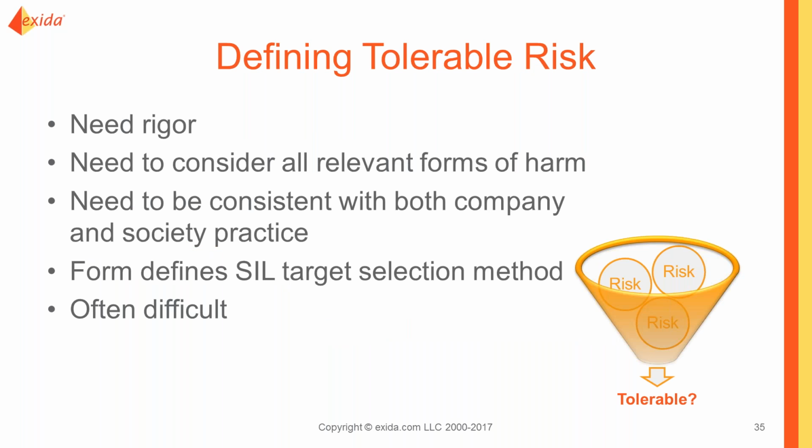So when we define a tolerable risk, there's things to consider. We need to have a rigorous process. We need to consider all relevant forms of harm. Needs to be consistent with company and society practices. We're going to use that to get the SIL target. And the way we specify that tolerable risk is going to define how we do SIL selection. And this can be a difficult process.